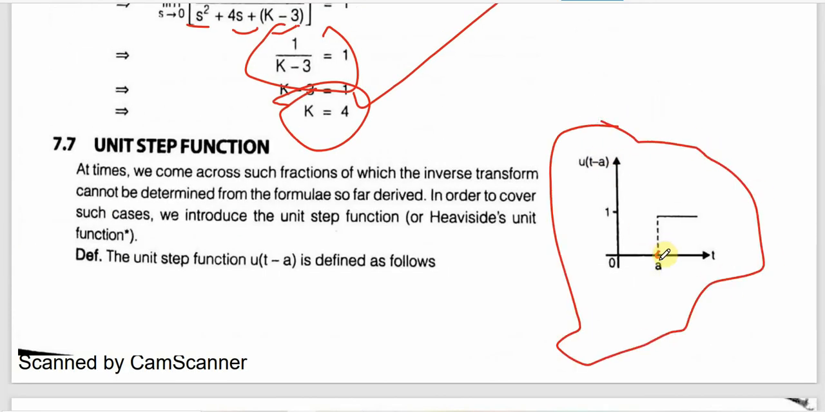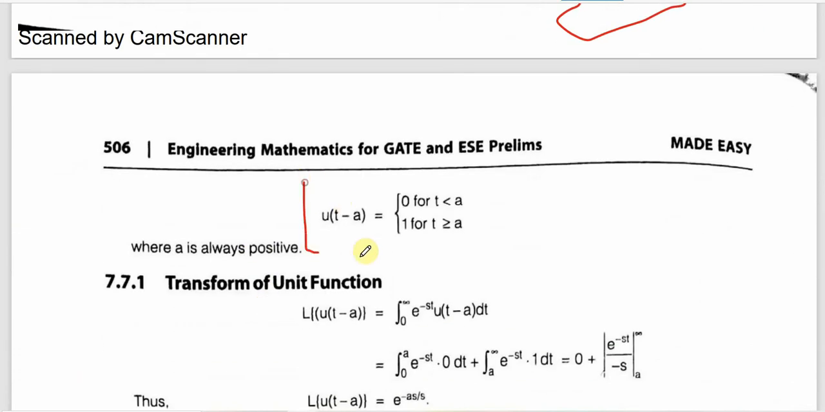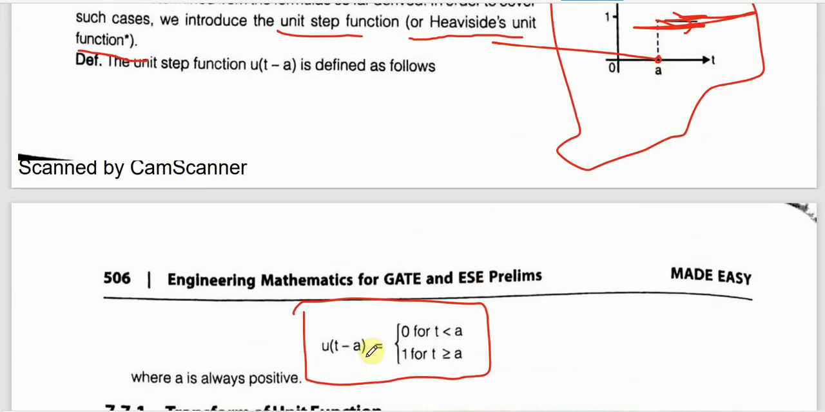At some value a, for t greater than or equal to a, it will always give 1, and for less than a it will give 0. So it is the unit step function, also called the Heaviside unit step function. Remember this. The definition of the unit step function is this one, and you can see it very easily with the graph.